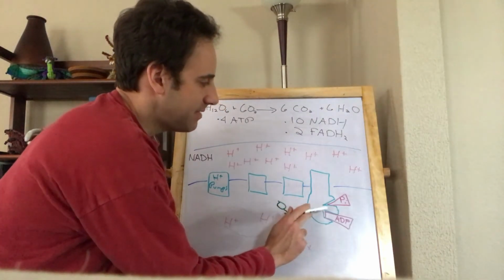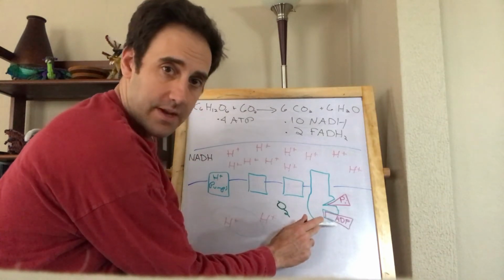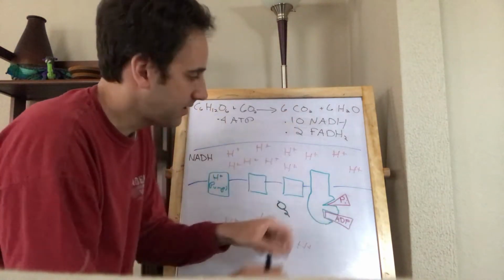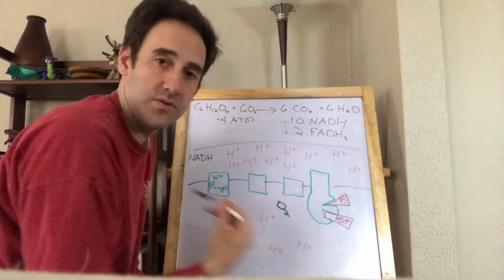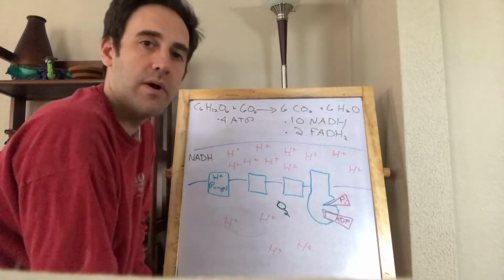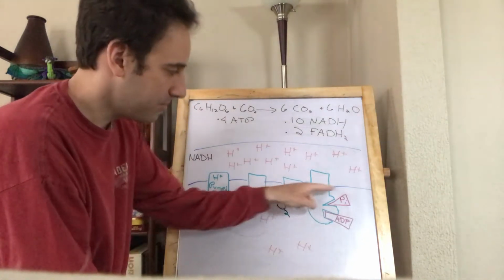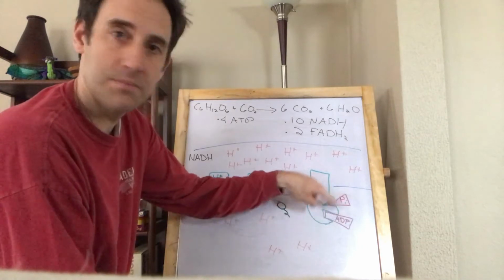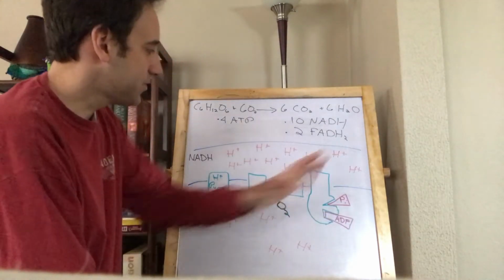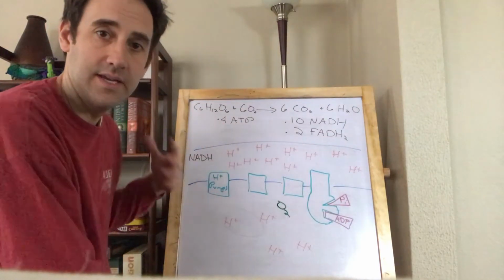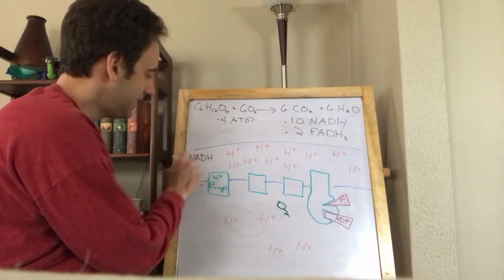ATP synthase has a binding site for phosphate, a binding site for ADP, and it sort of wants to combine these two. The problem is, combining these two, as we've already seen, is endergonic. It requires energy. And so somehow we've got to couple the endergonic production of ATP here with something else that's exergonic. And that's what this whole setup is about. So it all begins with NADH.